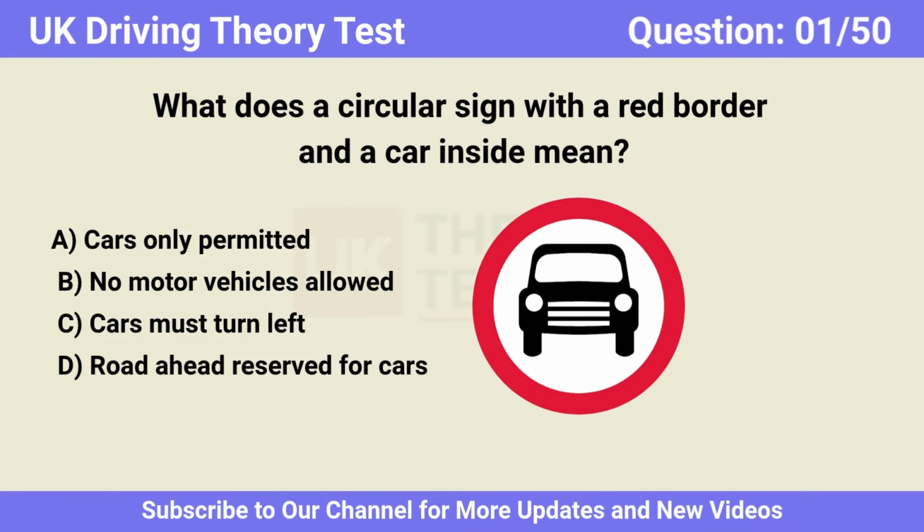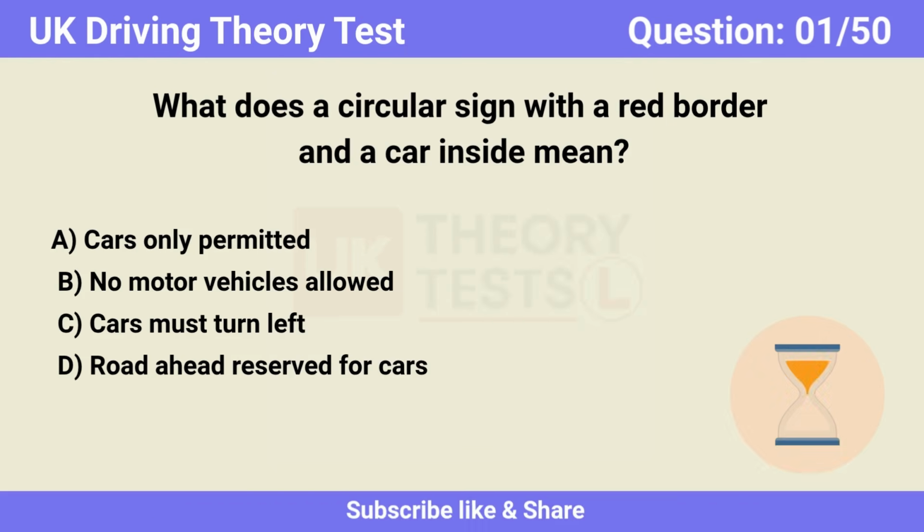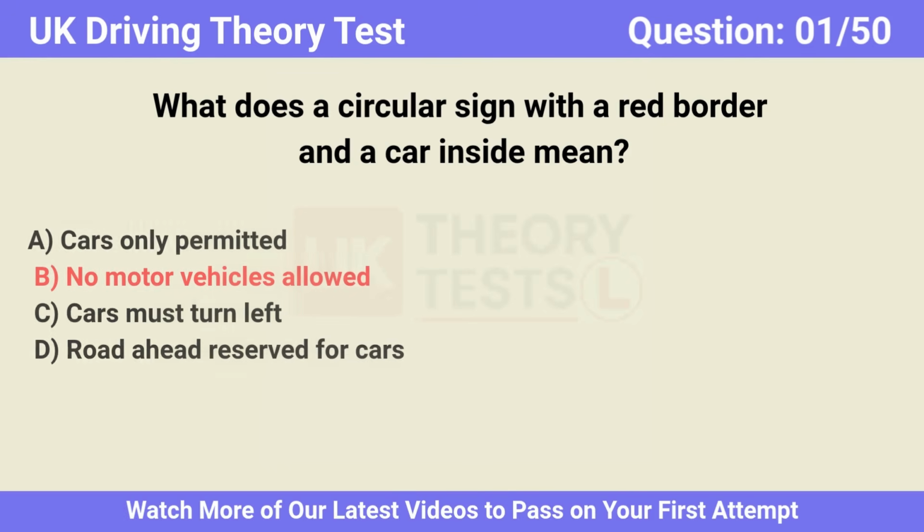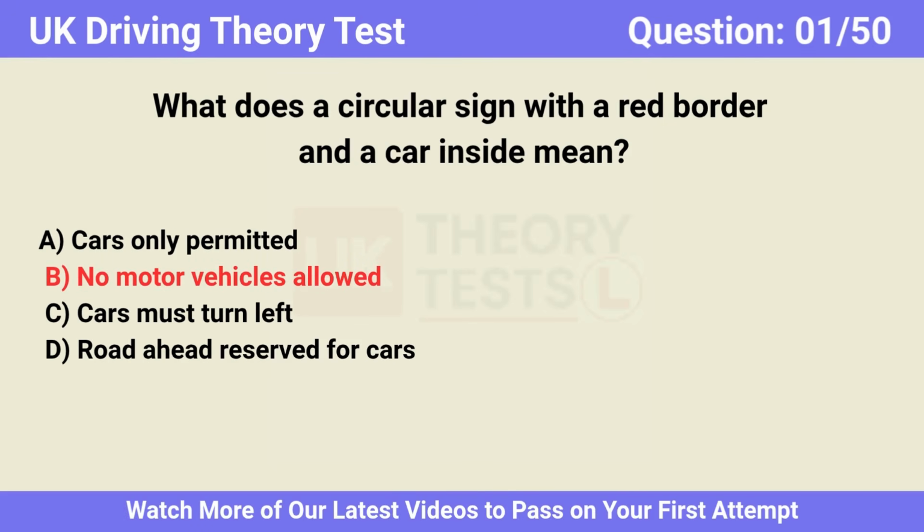What does a circular sign with a red border and a car inside mean? A. Cars only permitted. B. No motor vehicles allowed. C. Cars must turn left. D. Road ahead reserved for cars. Correct option is B. No motor vehicles allowed.